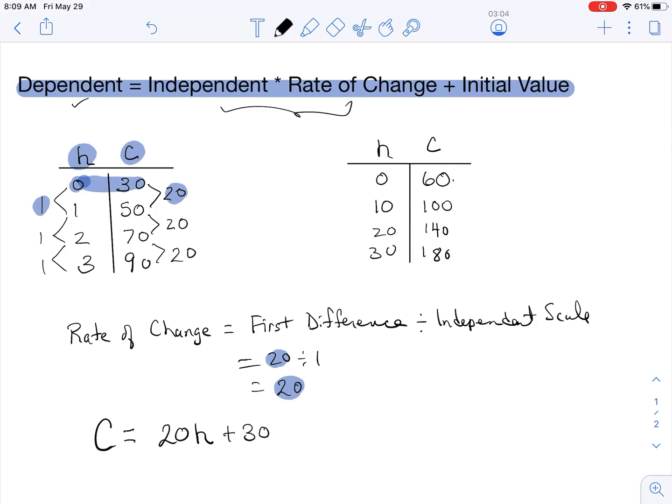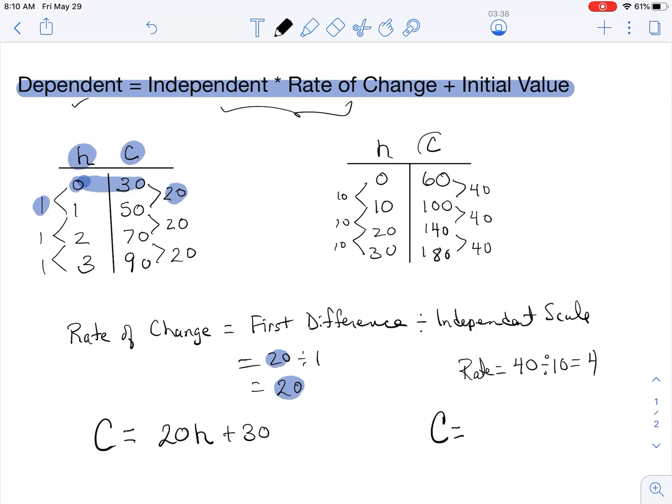Now the second one, a little bit different here. I want you to find the first difference, and you see it's going up by 40. Now I don't want you to assume that is the rate of change, because you need to see what they're going up by in the independent. You can see here they were going up by tens. So when we calculate our rate of change, you can even just put rate if you want when you're doing your work. You're going to go 40 divided by 10 equals 4.